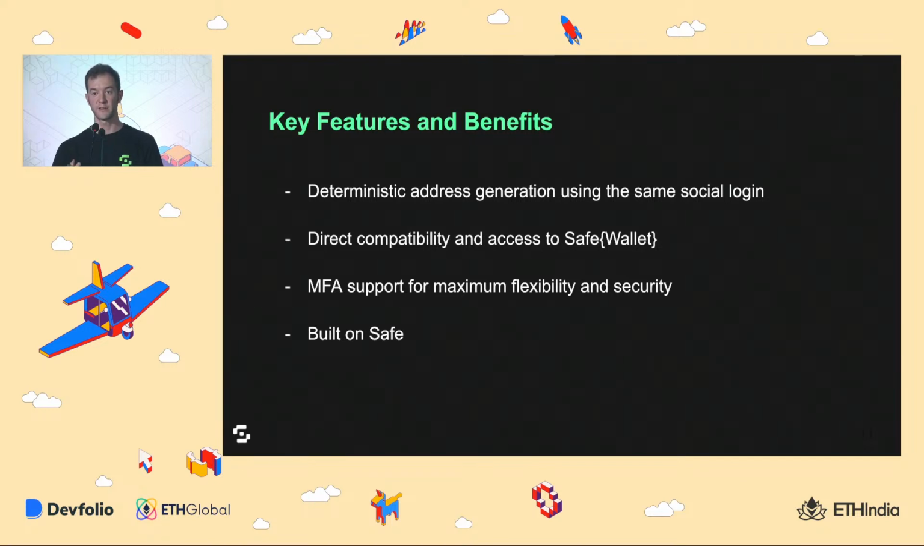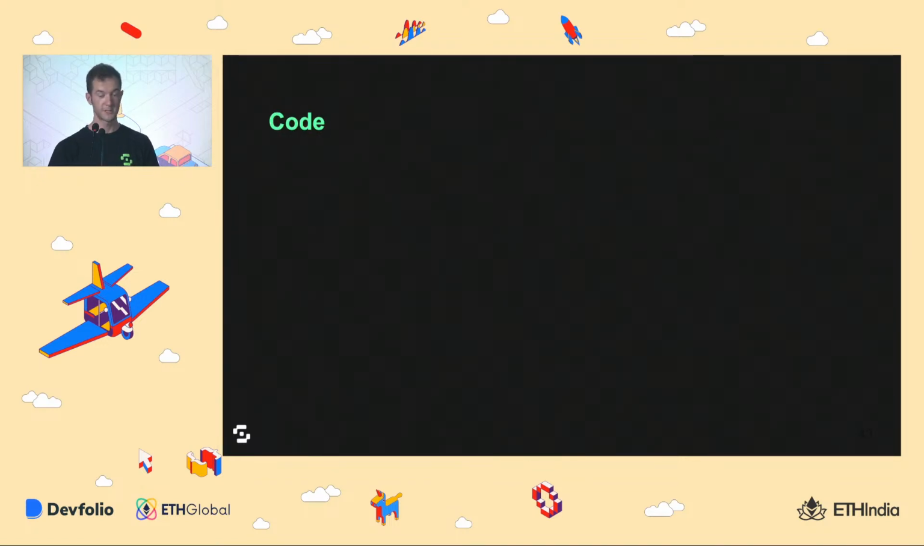And also, Safe Auth is built on Safe, meaning that it is future-proofed and modular, as you don't need to deploy a new Safe if a new functionality comes to the market. You can just enable that new module or whatever. So let's see some code on how to use Safe Auth.